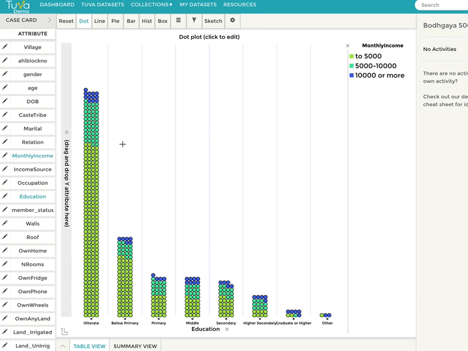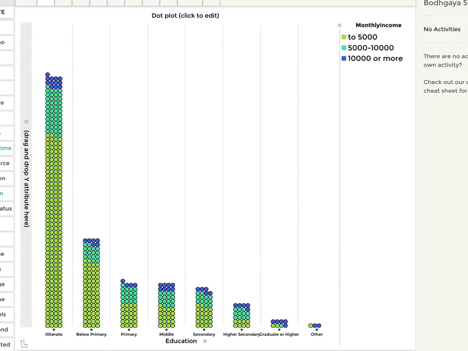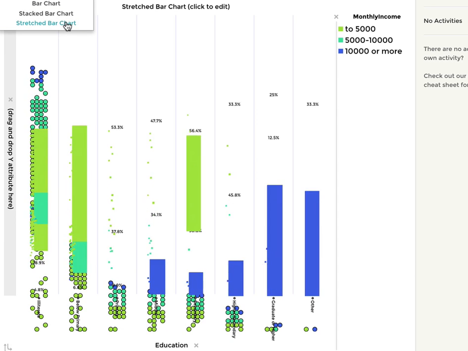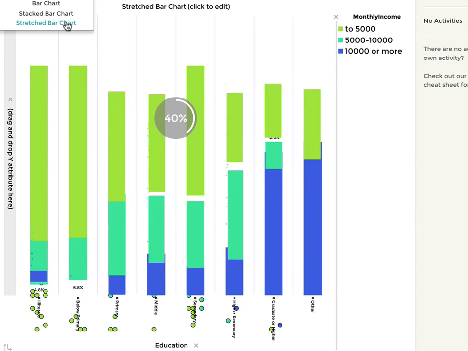And it's kind of difficult to see what's going on here. There are very few who make 10,000 or more, but there are more among the illiterate. On the other hand, there are more than twice as many in the illiterate class than in any other class. So this is a perfect job for one of my favorite graphs, the stretched bar chart. So that's what we're going to convert to here.